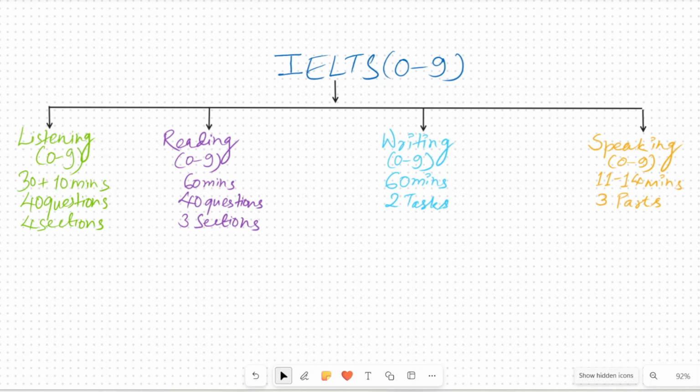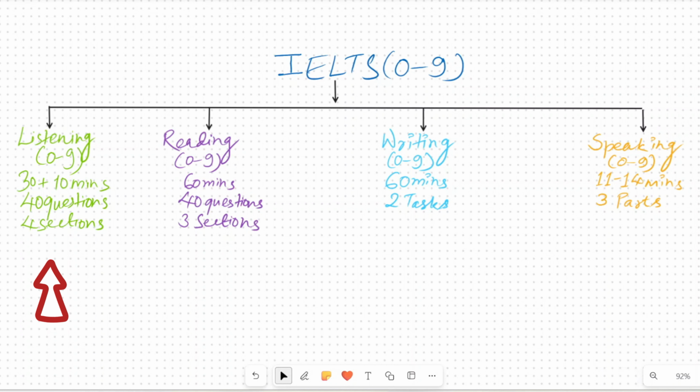When we have to look at the listening section, then that will be scored out of 0 to 9. And here you are going to spend 30 plus 10 minutes, I mean 40 minutes to work on the 40 different questions. And those 40 questions will be divided into four different sections.